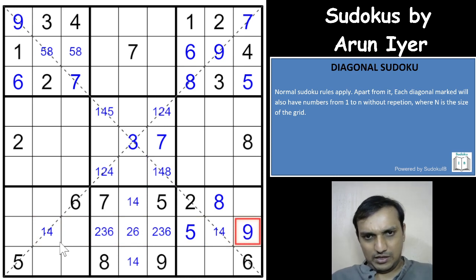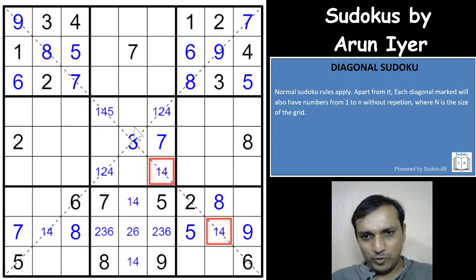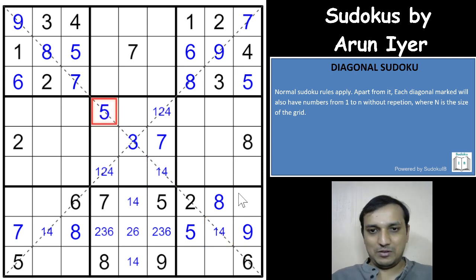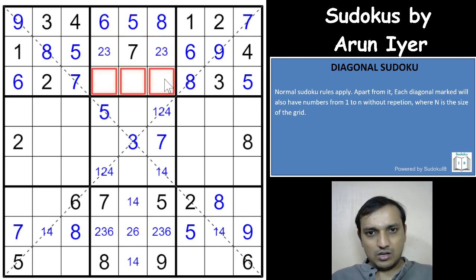This cell would have to be a 9. This is 8, this is 7, that gives you 5 and an 8 here. That 8 eliminates 8 from this cell, so you have a 1 4 pair here, that gives you a 5 here. 6 and 8, so this cell is a 6, this cell is an 8 here. 2 and 3, right? So both of these cells would be 2 and 3. 1, 4 and 9.